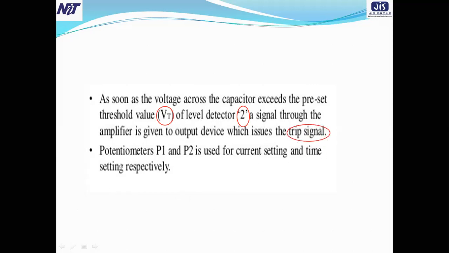From the output device we get the trip signal or alarm. Potentiometers P1 and P2 are used for current setting and time setting respectively. So P1 is for current setting and P2 is for time setting. Both potentiometers are normally used.